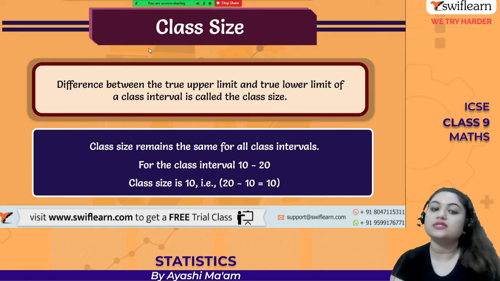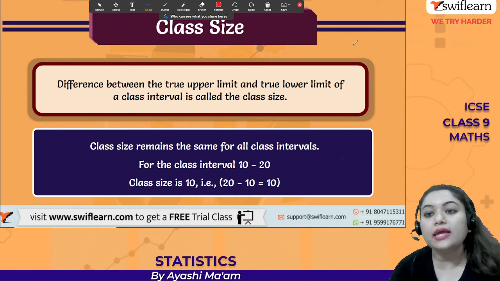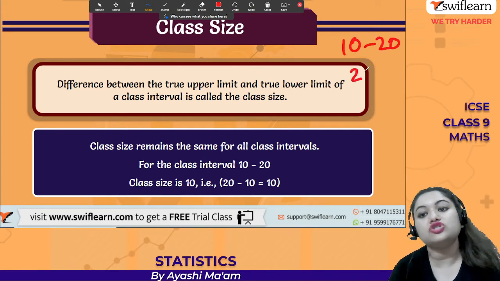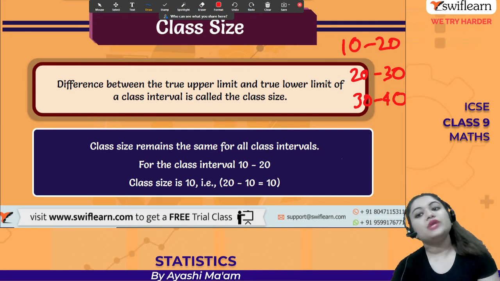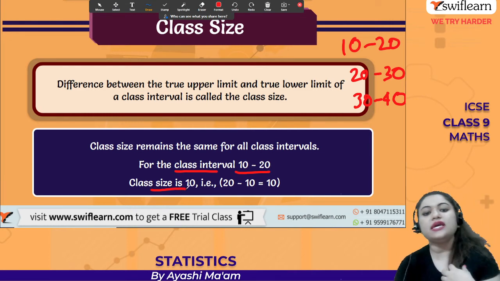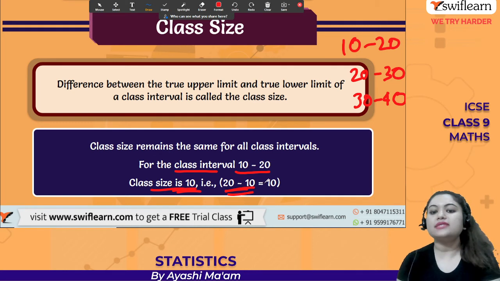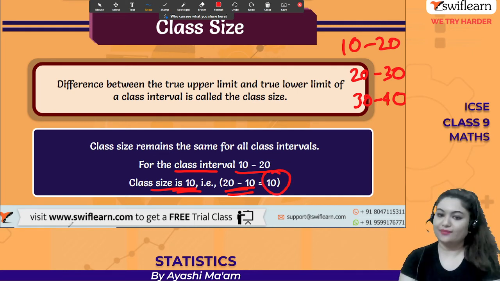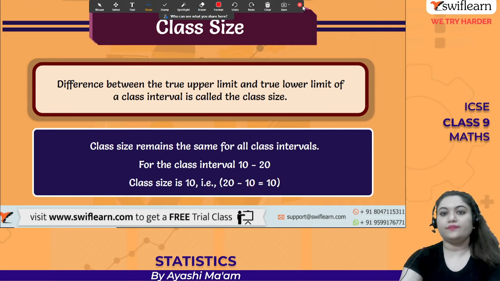सारे class intervals के लिए आपका class size same ही रहता है. मतलब अगर एक हो गया आपका 10 to 20, next it should be 20 to 30, 30 to 40, like that. And see, if you do it for the class interval 10 to 20, class size is 10, right? So 20 minus 10, that is going to give you 10. Okay, that will be the class size.